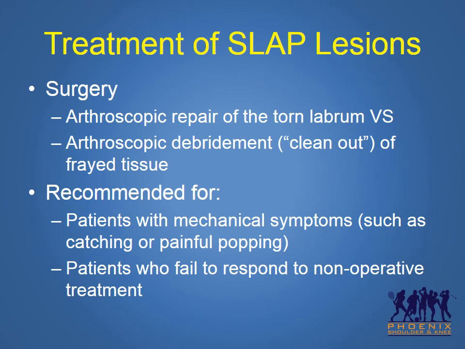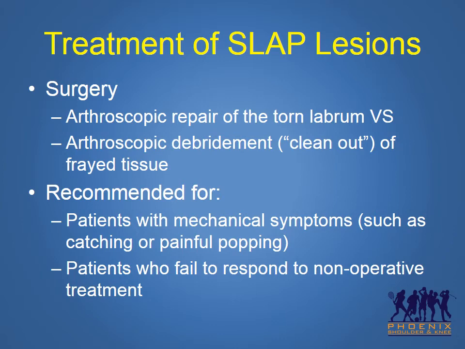Surgical treatment involves either repairing the torn labrum back to the bone of the ball and socket joint or cleaning up frayed and loose tissue if a repair is not feasible or necessary. Ultimately, the decision whether to perform a repair or clean-out is made at the time of surgery and depends upon the patient's symptoms, age, and the nature of the tear pattern.